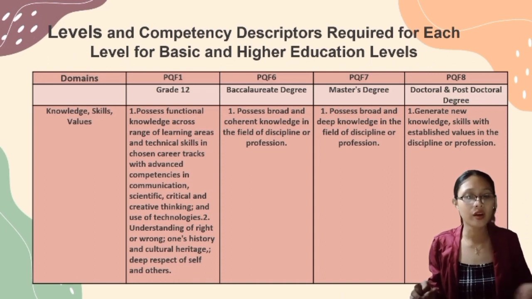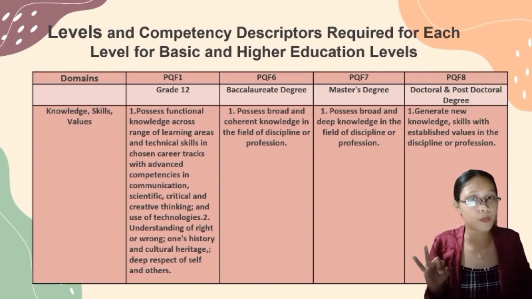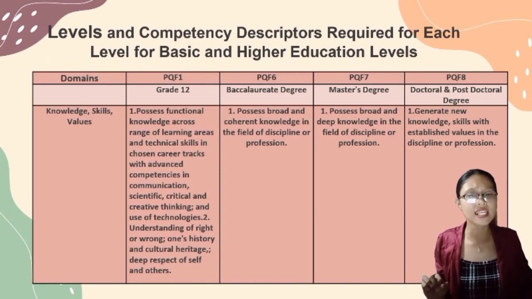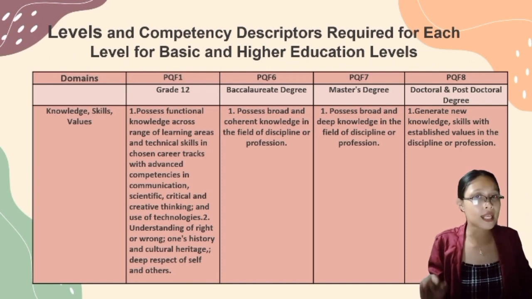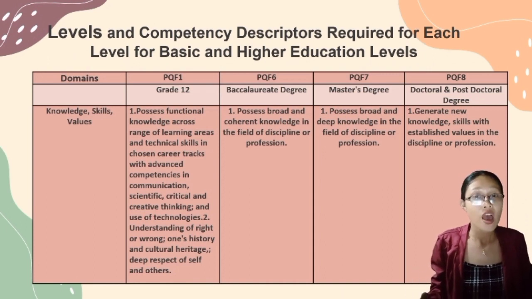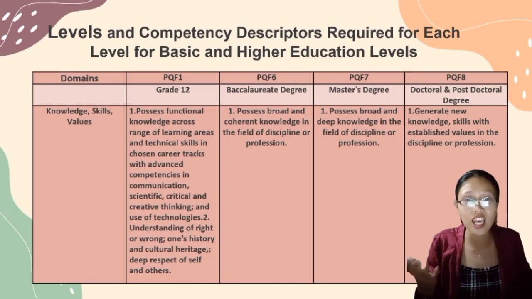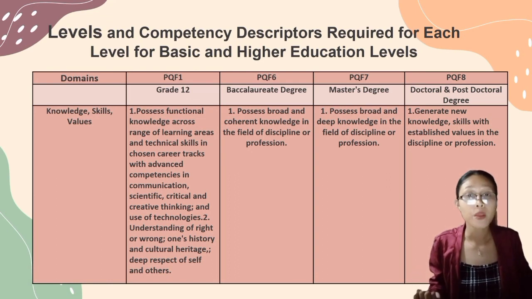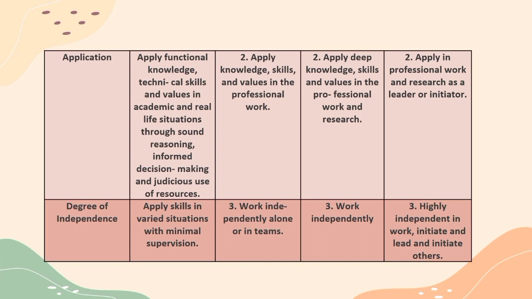In baccalaureate degrees, they should possess broad and coherent knowledge in the field of discipline or profession. In the master's degree, they should possess broad and deep knowledge in the field of discipline or profession. Lastly, in the doctoral and postdoctoral degree, they should generate new knowledge and skills with established values in the discipline or profession. Continuing, the second domain is the application.